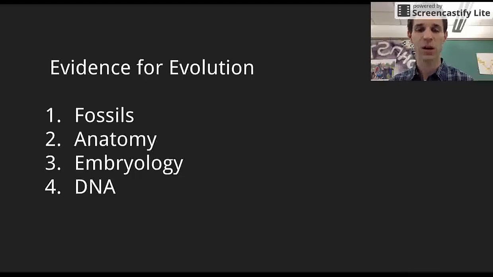By examining the genetic code, the assumption is that the more genetic code we share with an organism, the more related we are to that organism, and the closer in history we share an ancestor with that organism. And that helps us place together the story of evolution of the organisms that we are comparing. So there you go. That's the evidence for evolution, and that is the end of our video.